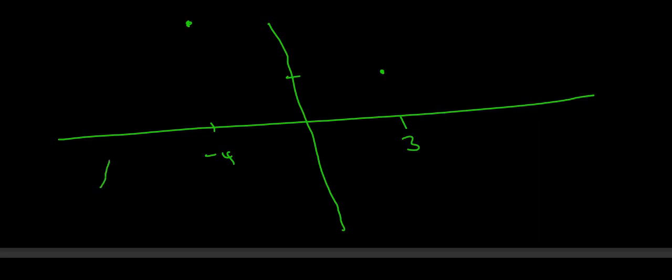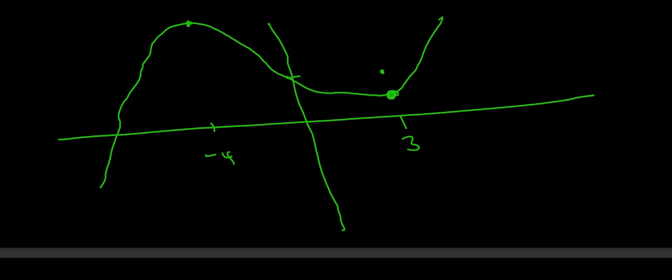So we need to have something that looks like this. It passes at 5, comes and passes there, and then goes up, something like that. This should be the turning point. This is the minimum, 3 comma f of 3. Then this is simply negative 4 and f of negative 4.